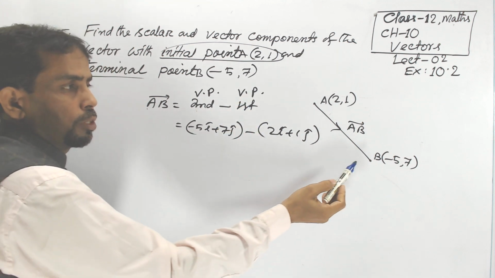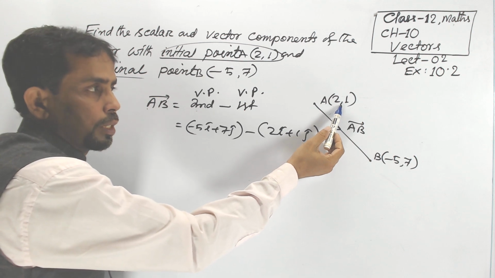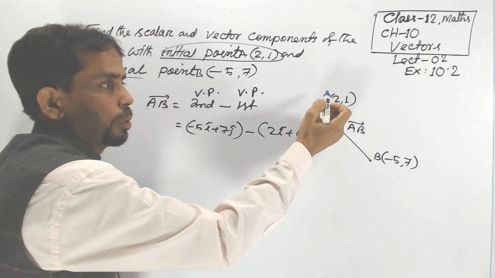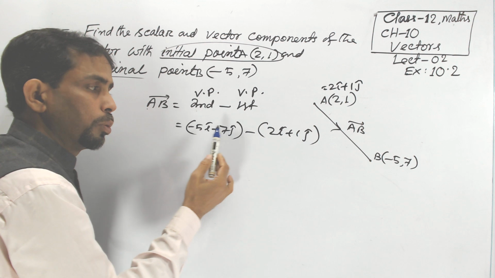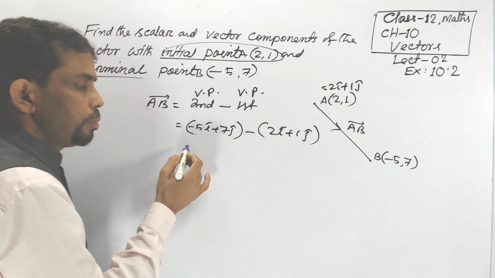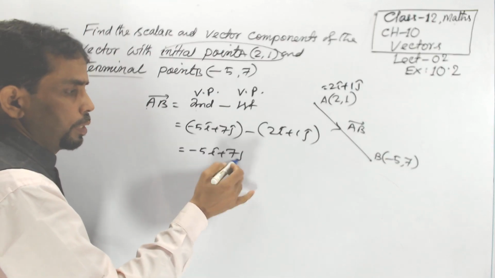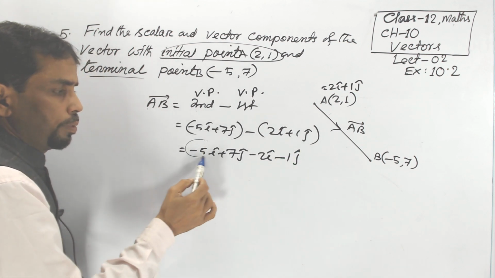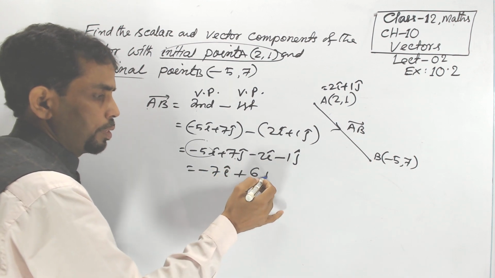And you keep in mind the points given here are in Cartesian form without ijk. In the question it can be given without ijk or with ijk, it has the same meaning. It can be given like this also, 2i plus 1j, meaning the same actually, but when you do the calculation you must always do it in terms of ijk, remember. So if I simplify, minus 5i plus 7j minus 2i minus 1j, minus 5 minus 2 is minus 7i and plus 7 minus 1, so it is plus 6j.